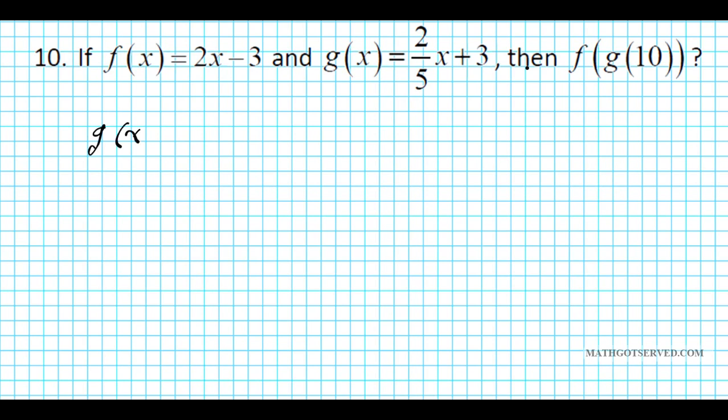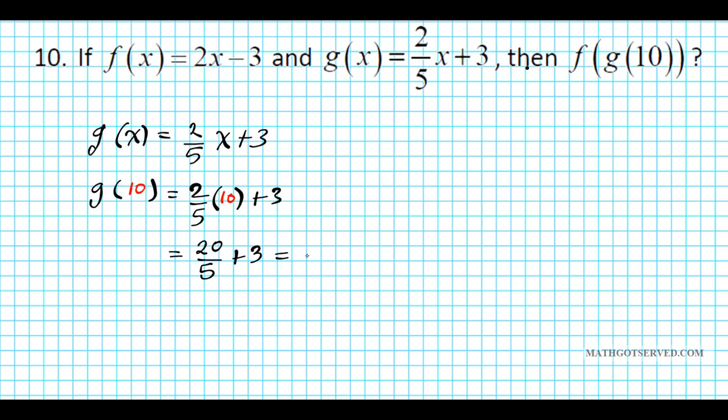All right, g of x is 2 over 5 x plus 3. We're now going to find g of 10. Okay, g of 10 is 2 over 5 times 10 plus 3. Using order of operations, if we simplify this, we'll have 20 over 5 plus 3, which is 4 plus 3, and we get 7. Okay, what do we do next? What we have just found out is that g of 10 is 7.